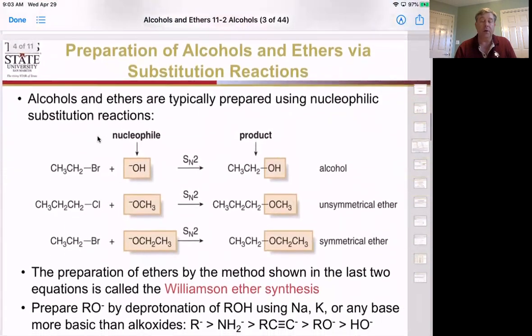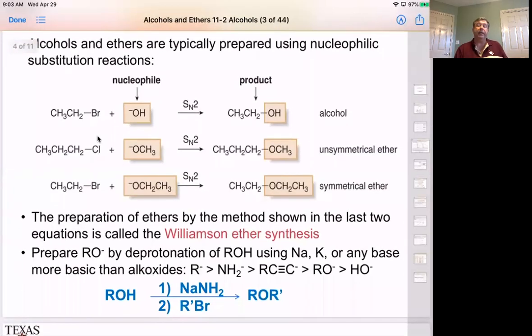Okay. So we talked about being able to create ethers from these alkyl halides. Now let's talk about getting alcohols from alkyl halides. So if we have methyl or primaries, we can use SN2 reactions with just hydroxide as a nucleophile to give us our alcohol groups.